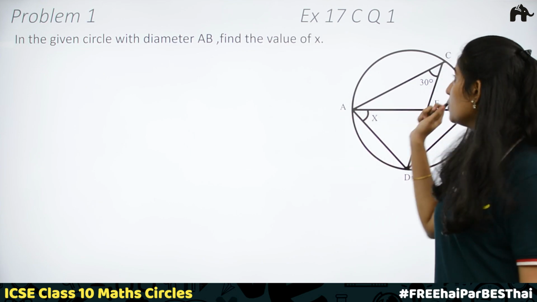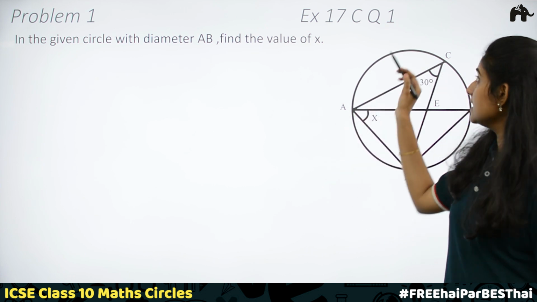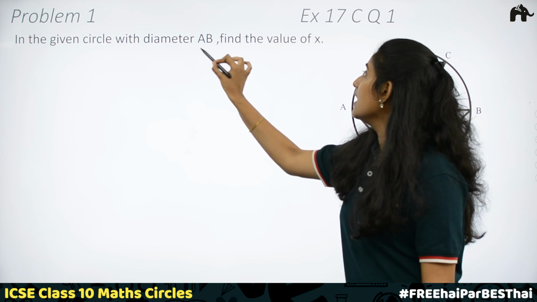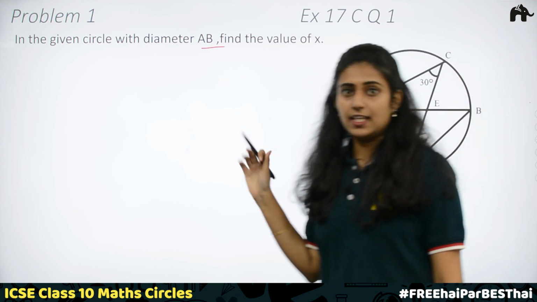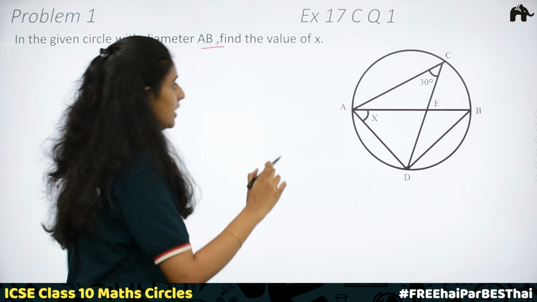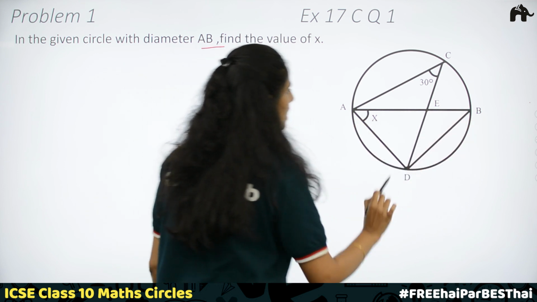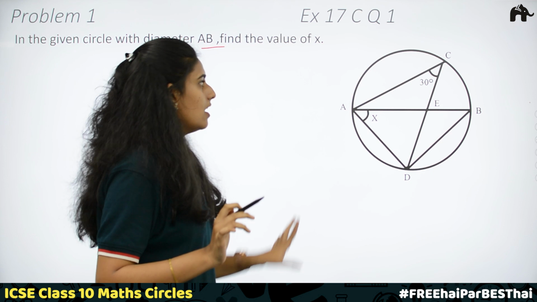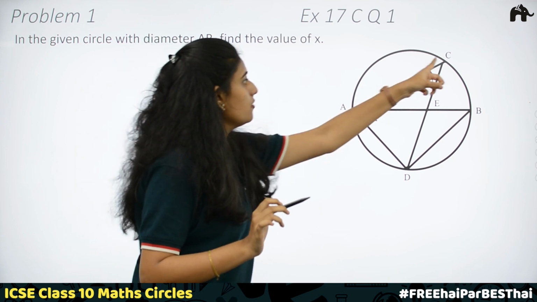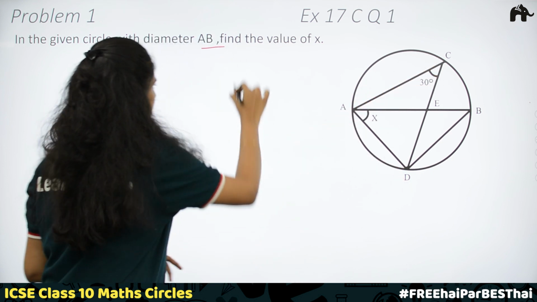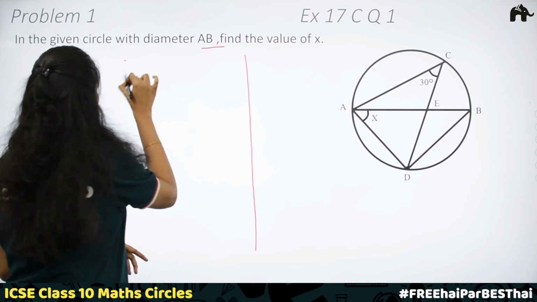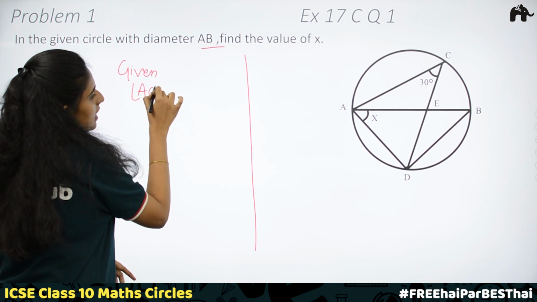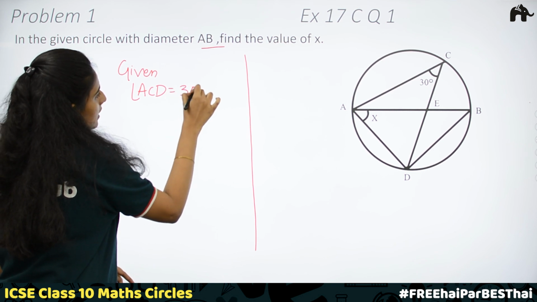Here we have the first problem, question 1 of exercise 17C. In the given circle with diameter AB, find the value of x. Here we have a figure. In this figure, it is given that AB is the diameter. We have to find the value of x. Here we have x. What else is given? The measure of angle ACD is given. We have given angle ACD is equal to 30 degrees.